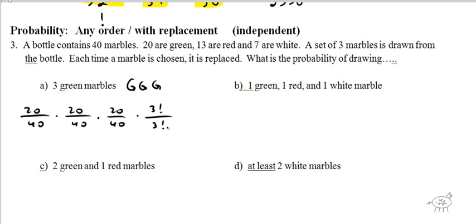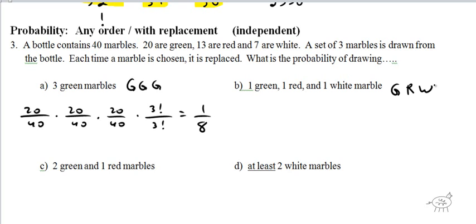And I know some of you guys are saying, well, Mr. Curtis, why am I doing 3 factorial over 3 factorial when it's just equal to 1? Why do I have to write that out? Well, it's good habit, because if you know that it can be in any order, say how many ways can I arrange GGG? So it's just a good habit to do that. Anyway, I get 1/8.